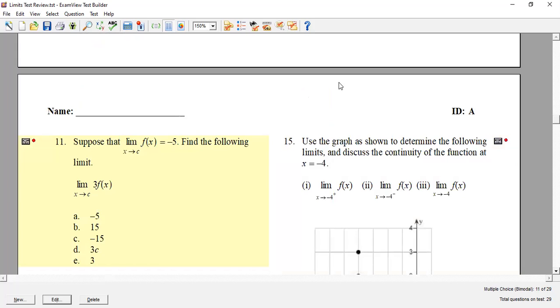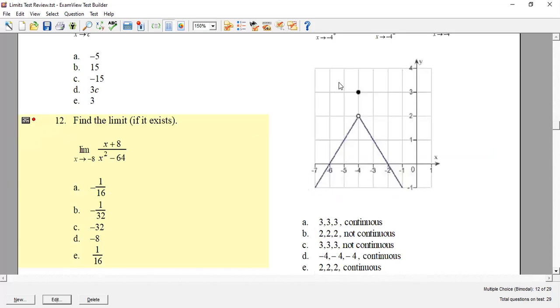This part is 29 questions, but they're going like this. Y'all understand? And your test looks through that. So. All right, number 11, 3 times f of x. What's your limit? Negative 15. 3 times negative 5 is negative 15. All right.